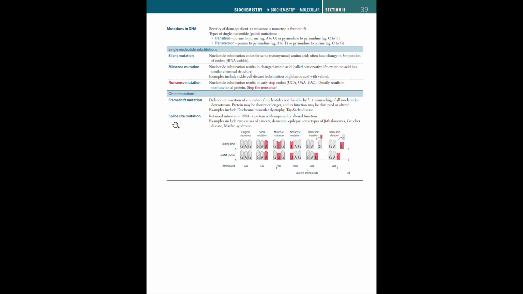Splice site mutation retains intron in mRNA, producing protein with impaired or altered function. Examples include rare causes of cancer, dementia, epilepsy, some types of beta thalassemia, Gaucher's disease, and Marfan syndrome. Here are the silent mutation, some of the examples in picture animation.